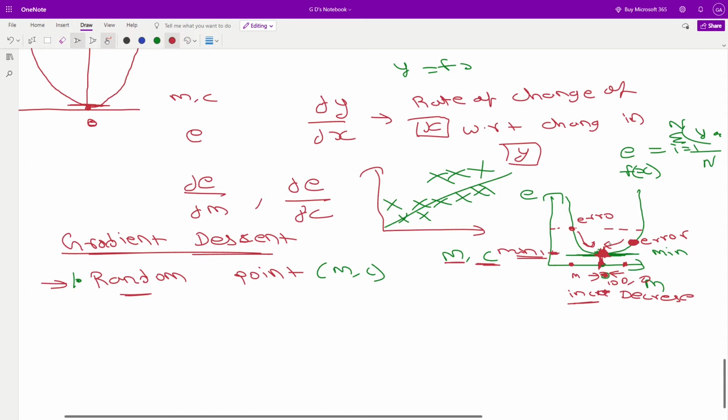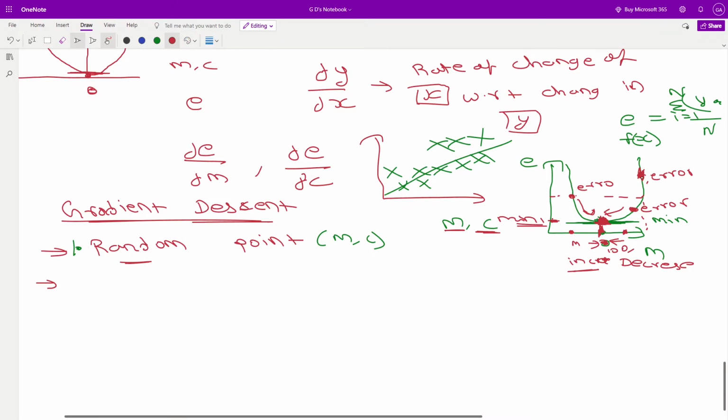Now let's write this down in the form of steps, then we'll have more clarity. So we will first choose a random point, that is some m point, and let's assume the error is E at this particular point. The next step is, after choosing a random point on this curve, because that is where your line starts, let's assume this is your point m with a respective error.